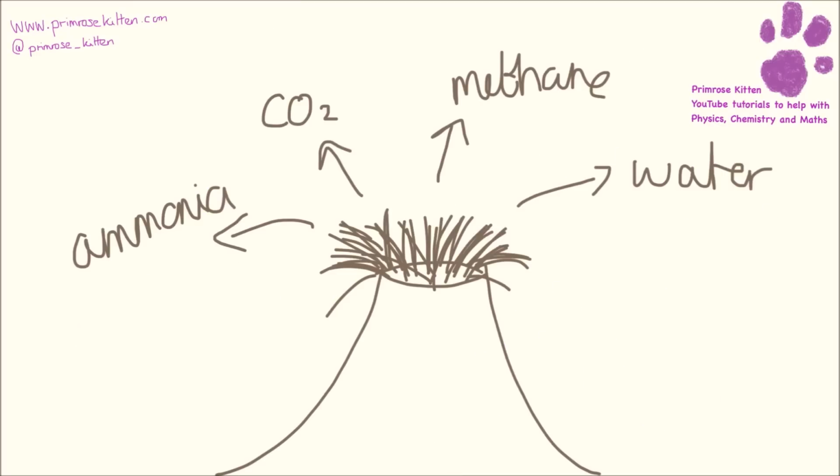When the Earth was first formed, it was a very, very different place 4.5 billion years ago. The surface was covered in volcanoes, and all the gases that came out of the volcanoes made up the atmosphere. So the main gases are going to be your carbon dioxide and your water, with a little bit of methane and ammonia in there as well. Basically, it would have stank.